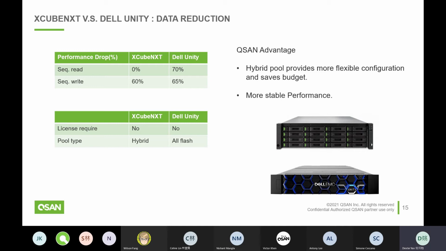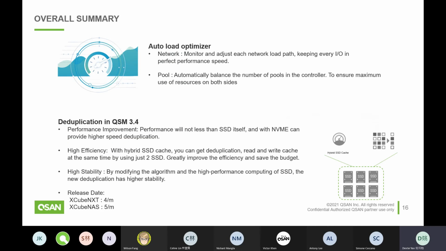So let's move on to the quick overall summary for today's topic. For auto load optimizer, the network part monitors and adjusts each network path, keeping every input and output at perfect performance speed. And for pool, it automatically balances the number of pools in the controller to ensure maximum use of the resources on both sides.